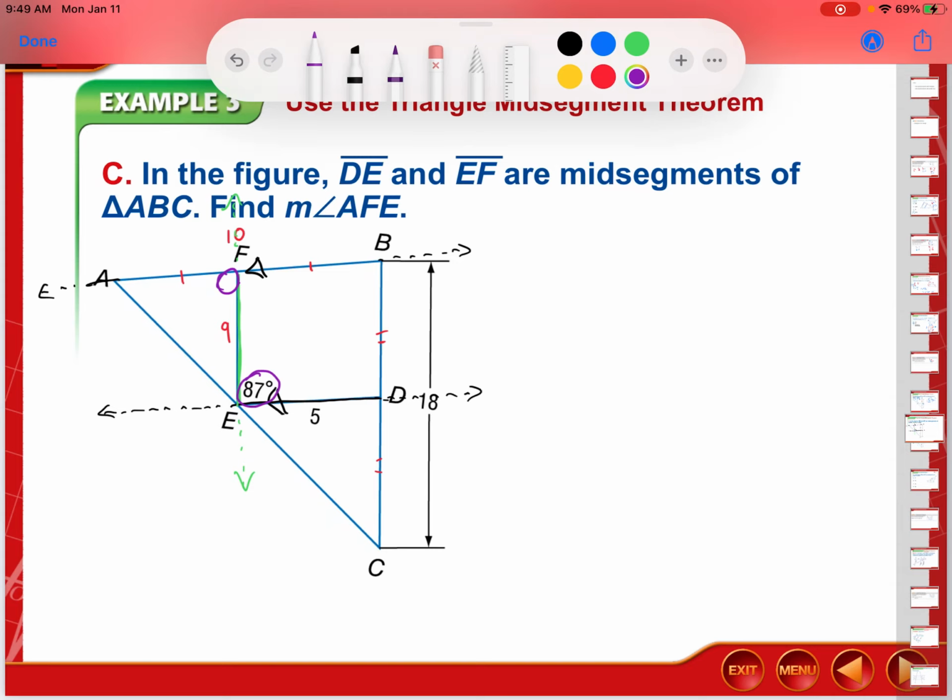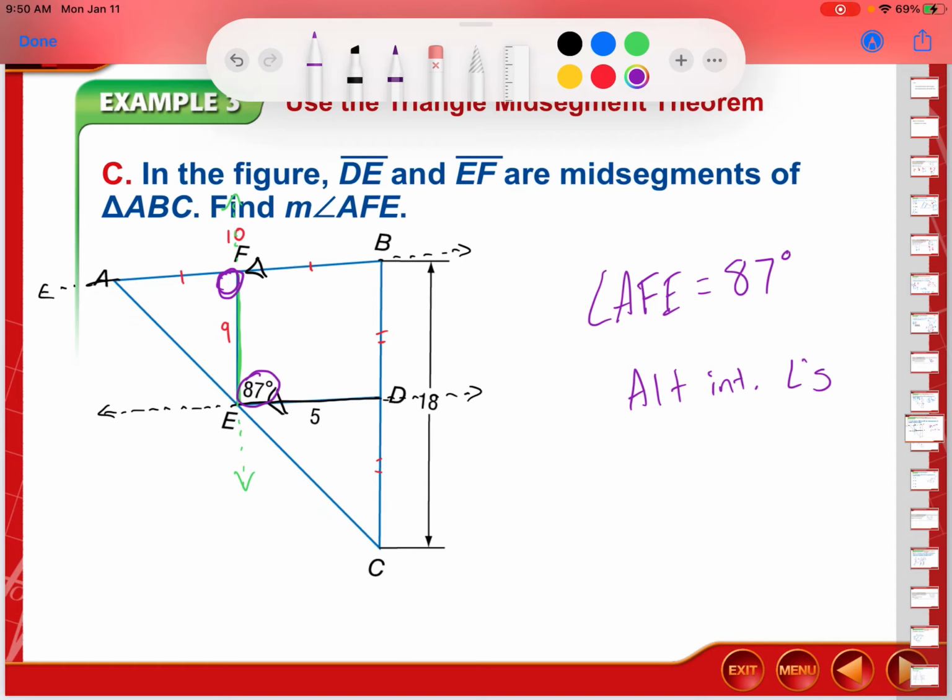Now, we know this angle is 87 degrees, and if we have 2 parallel lines cut by a transversal, we can see this 87 degrees and this unknown angle are both on the interior, and they're on opposite sides of the transversal, which means angle AFE would also be 87 degrees. And if we needed a reason for that, we would say alternate interior angles.